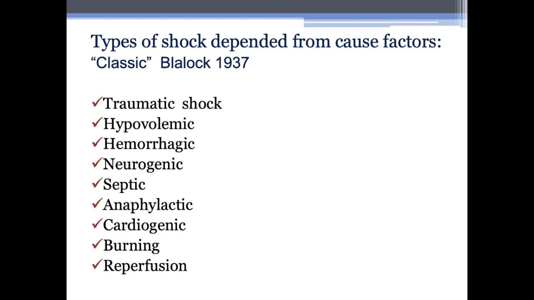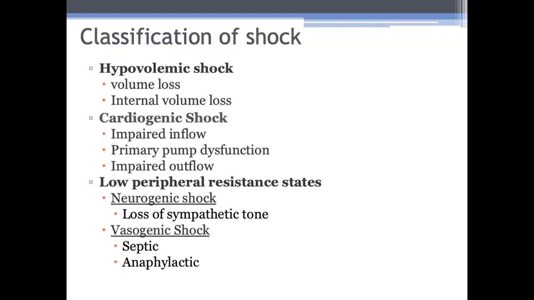But if we are going to connect pathogenetical mechanisms and these trigger mechanisms for shock development, we move to another classification, which divides shock into hypovolemic, cardiogenic, and situations with low peripheral resistance states. So hypovolemic shock usually associates with blood loss or volume loss to the outside, or sometimes it could be internal volume loss due to increase of vascular permeability and accumulation of fluid in peripheral tissue.